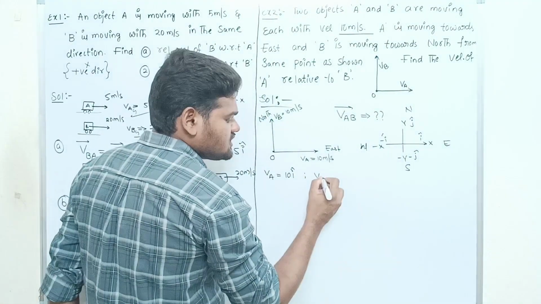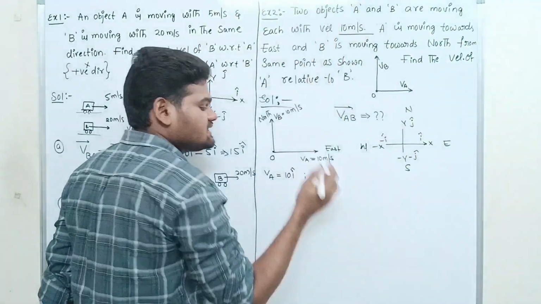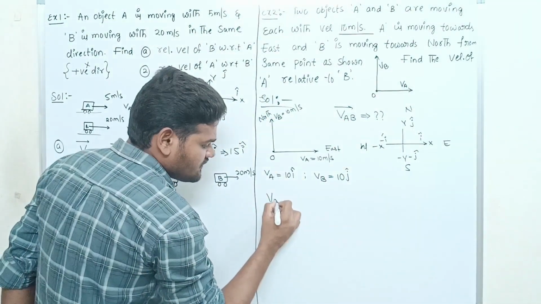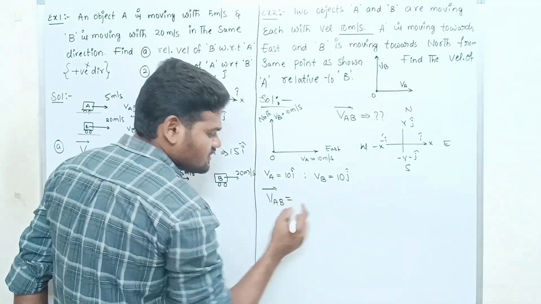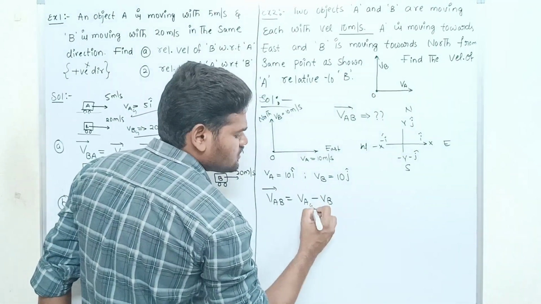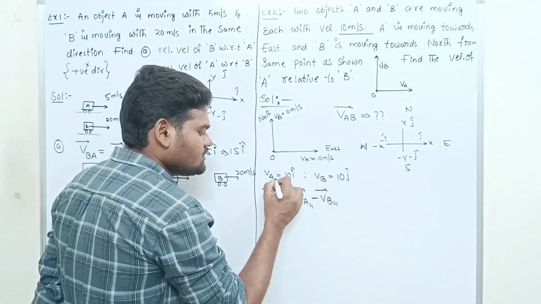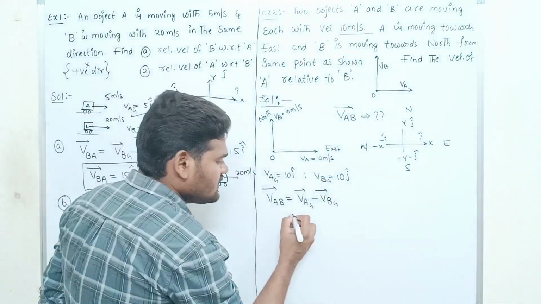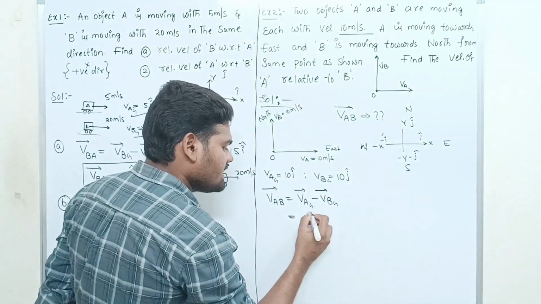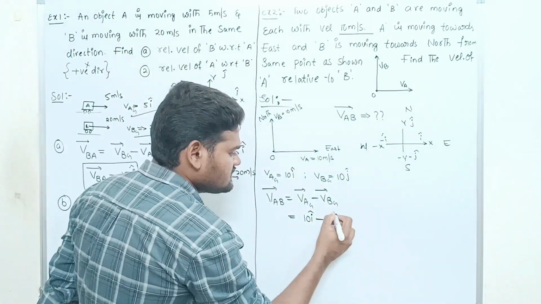The velocity of object B is moving towards the north direction. What is the unit vector along the north direction? j cap, 10 j cap. What they are asking is to find the relative velocity of object A with respect to B. So that is VA minus VB with respect to ground. These are the velocities of the two objects with respect to ground. So that is equal to the velocity of A with respect to ground, 10 i cap, minus the velocity of object B with respect to ground, 10 j cap.